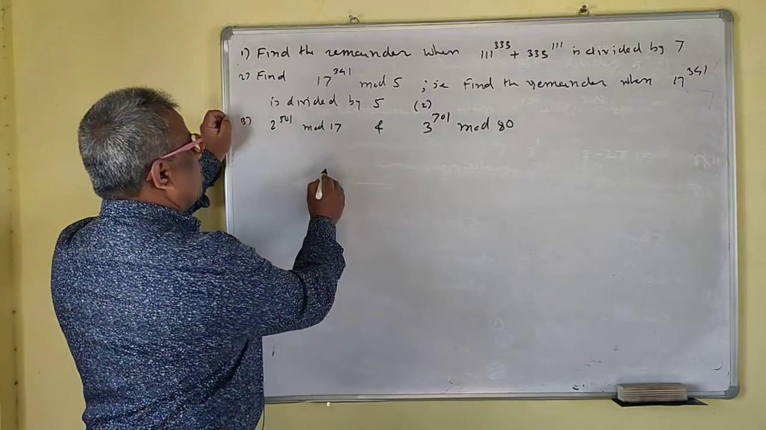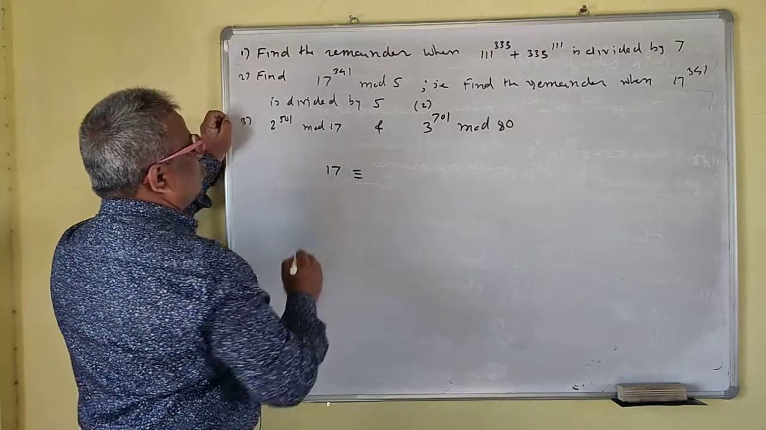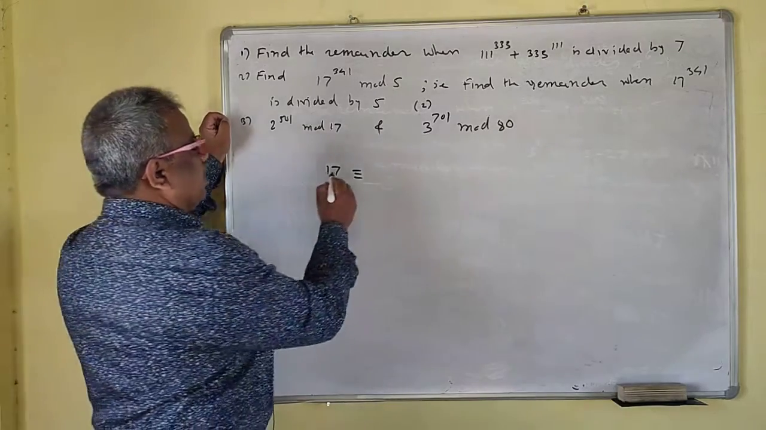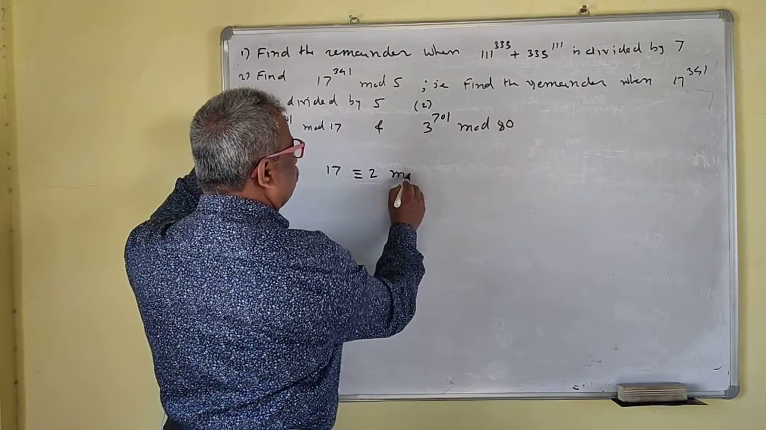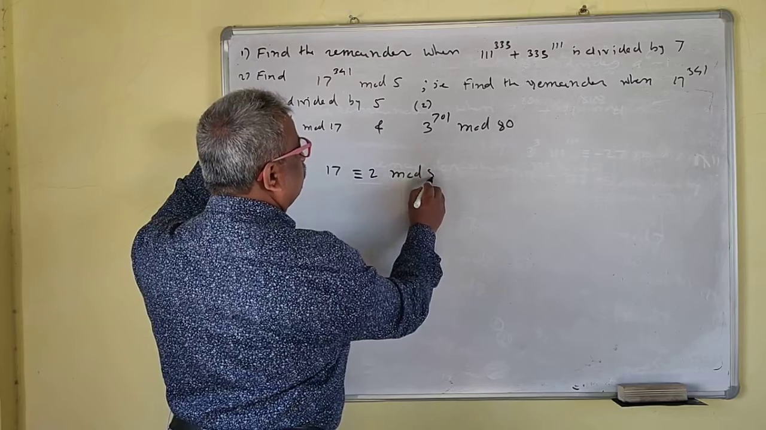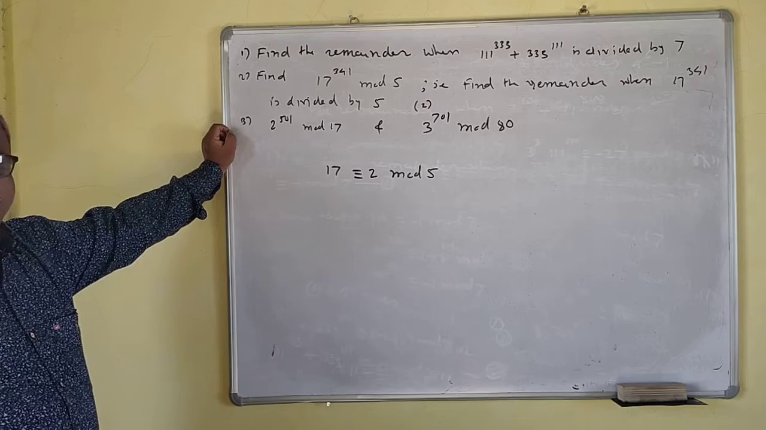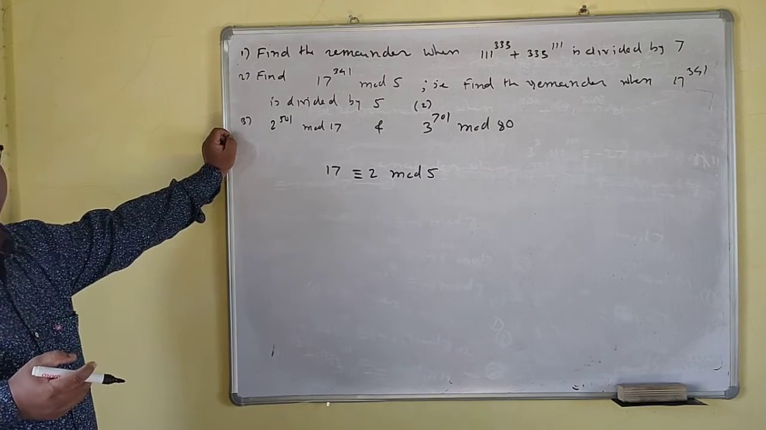We'll write 17 is congruent to... So divide 17 by 5, then the remainder is 2. Remainder is 2, so mod 5. Right? So for 17, we have to go up to 17 to the power 341.